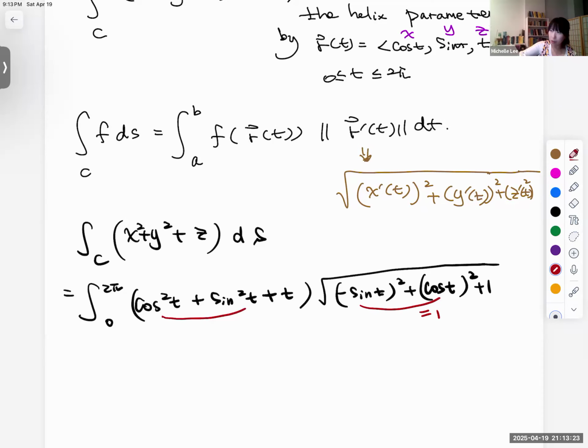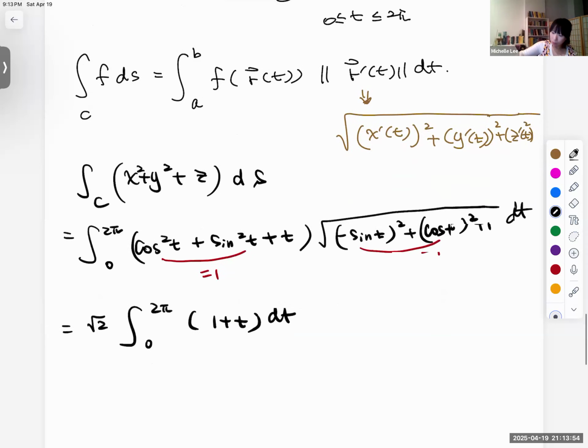Here is as well 1, right? All right. So then we will get the square root of 2, bring it outside of the integral. So that will be the square root of 2. From 0 to 2 pi, we have 1 plus t dt. Sorry, I did not write the dt, right? We have to have that.